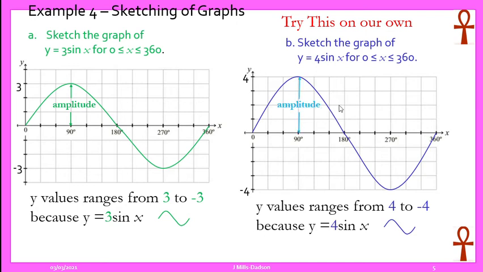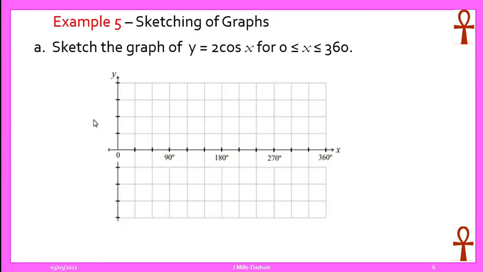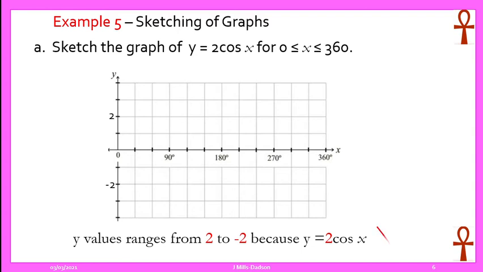Amplitude is 4. As you can see, this height of wave is higher than 3 sine x because 4 is bigger than 3. The same way, if you want to do cos, this is what you have. You just have to make sure it's between 2 and -2.